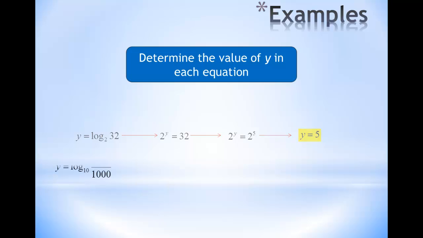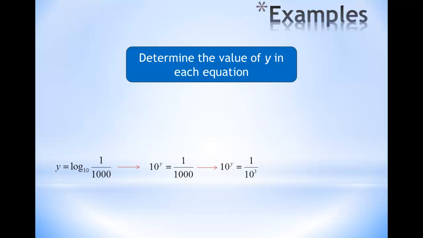A little bit more difficult here. This means that 10 to the y is equal to 1 over 1,000, which is 1 over 10 cubed, which is 10 to the negative third. Remember our use of negative exponents here. And again, using the 1 to 1 property, we're going to see that y is equal to negative 3. Note that when we take a log, we're looking at the exponent. That's what we're getting as a result.